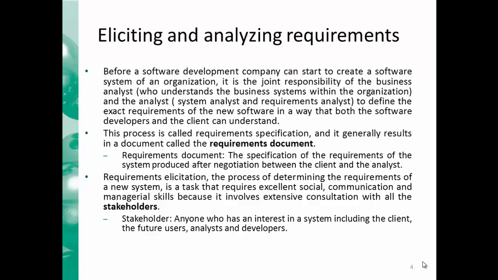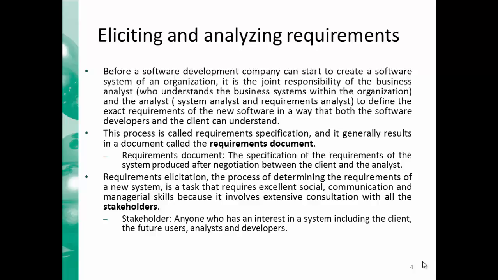As we mentioned earlier, this process is called requirements specification, and it will be produced as specifications in a document called the requirements document. One definition of the requirements document is the specification of the requirements of the system produced after negotiation between the client and the analyst. And in this particular phase, the client is what we earlier called the business analyst. During this phase, more people can also be involved, like future users and what we call stakeholders.